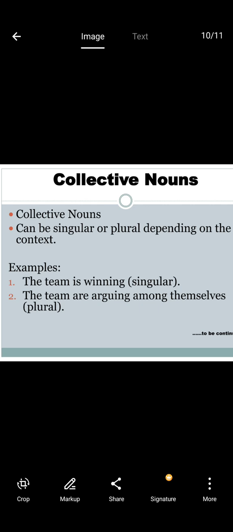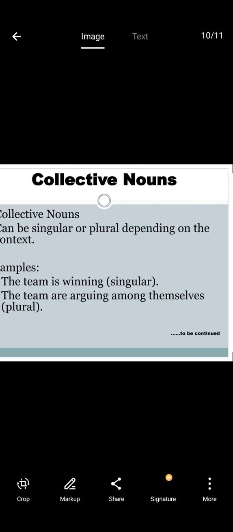You can keenly observe the first sentence and the second sentence. The first one, the team is winning, because it is singular, and the team are arguing among themselves, so it is referred to in the plural form, agreeing with the verb.